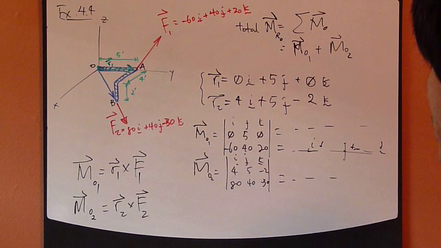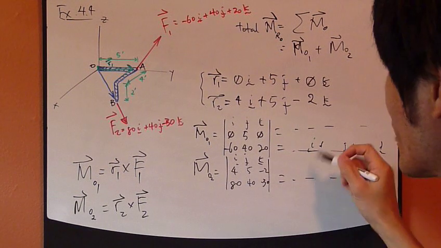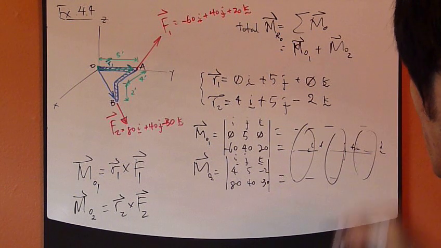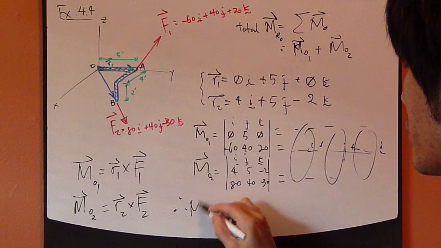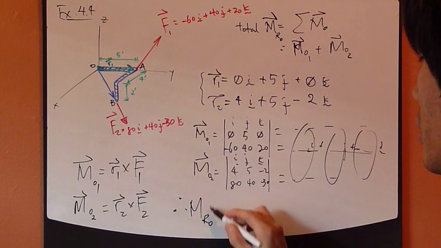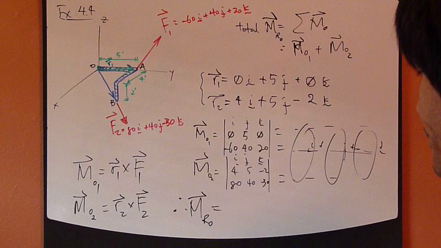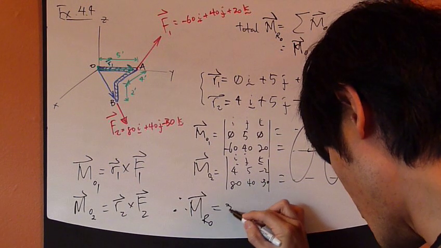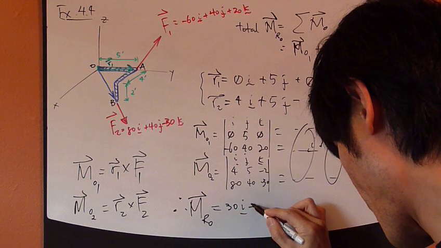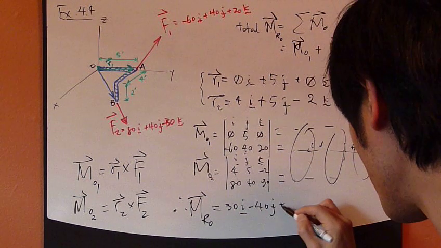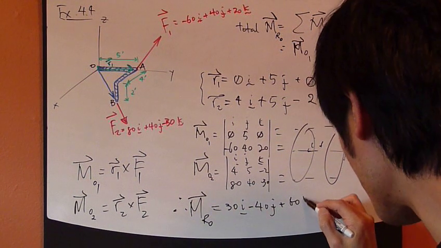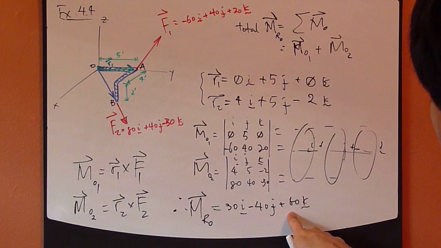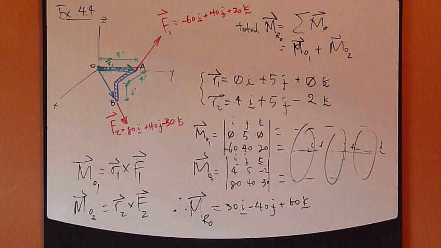Alright, so calculation. And then just sum both I terms, both J terms, both K terms. So the resultant, the total moment about point O. Alright, I'm not going to do extra calculation here. Just copy down the result from the textbook. Okay, so positive 30, negative 40, plus 60.